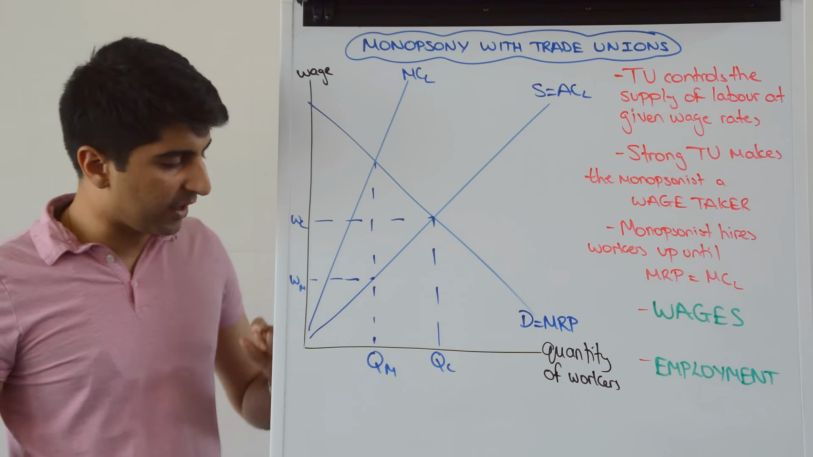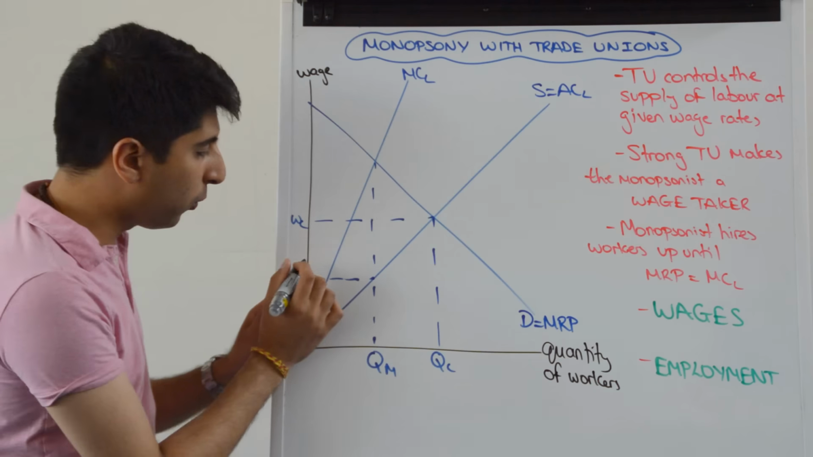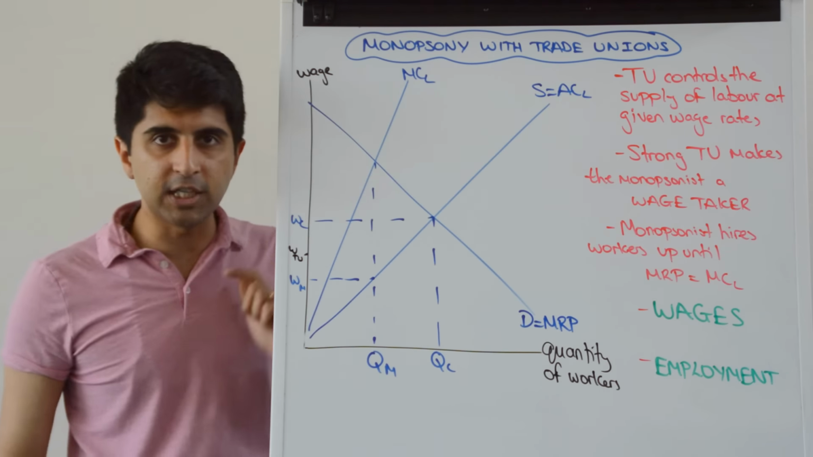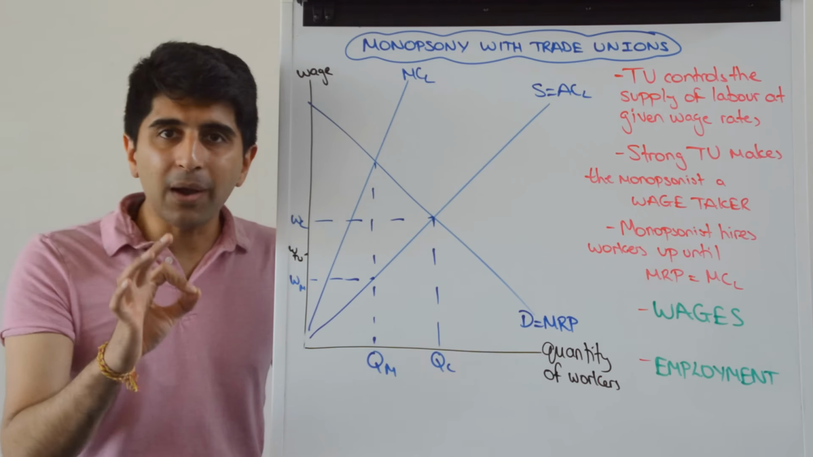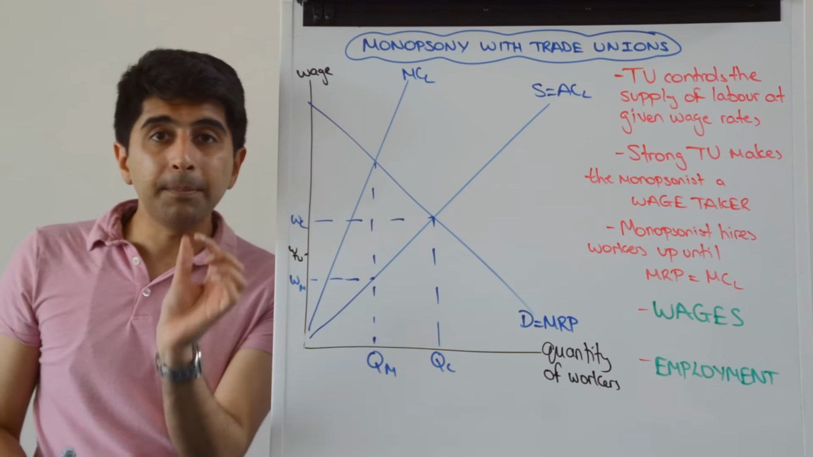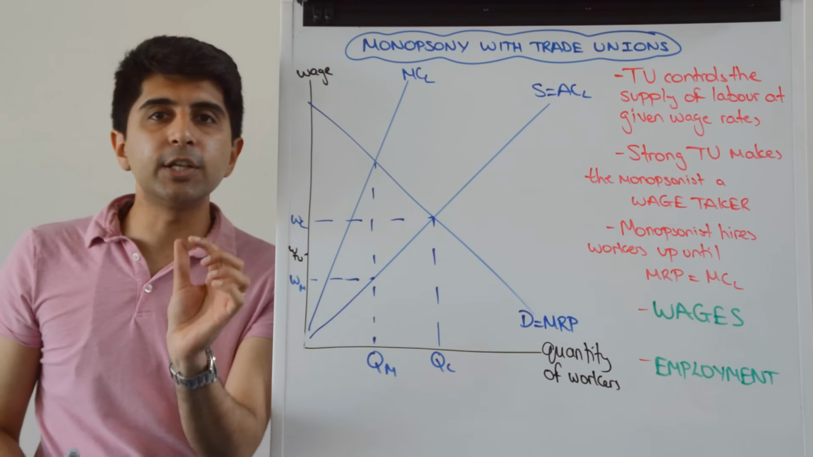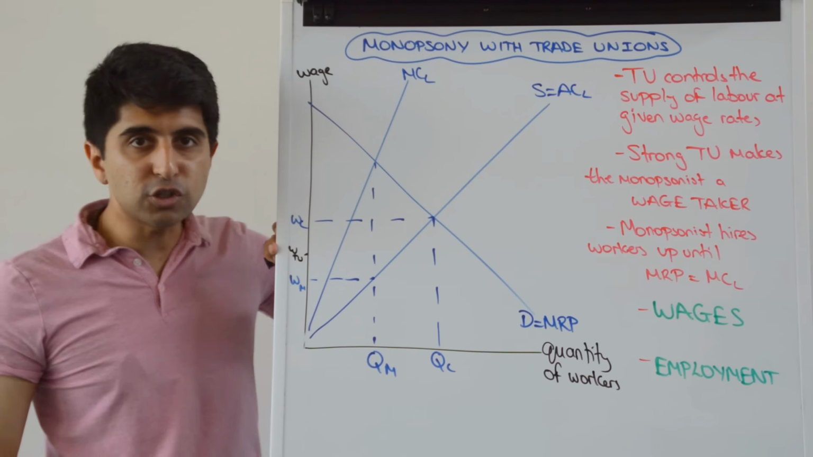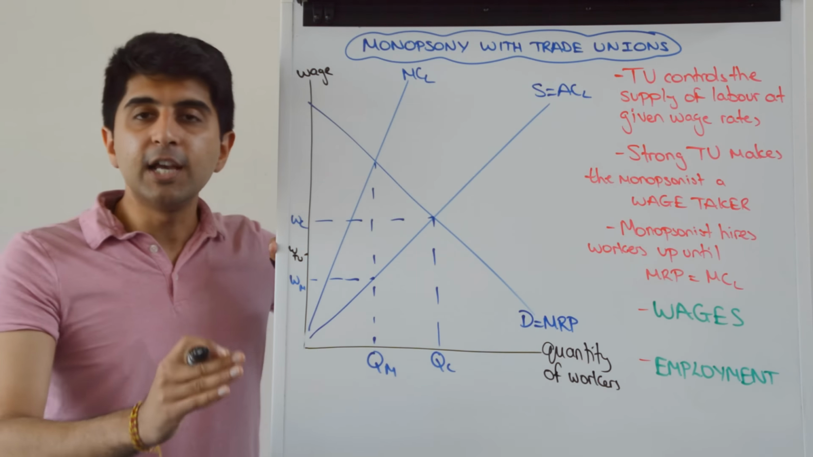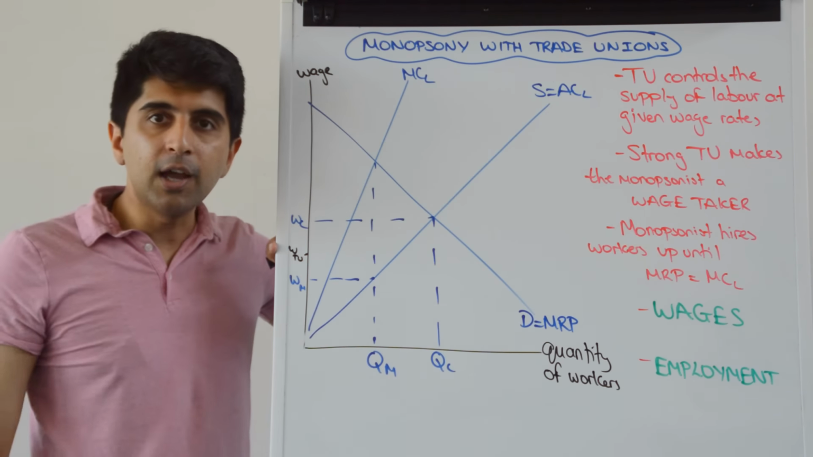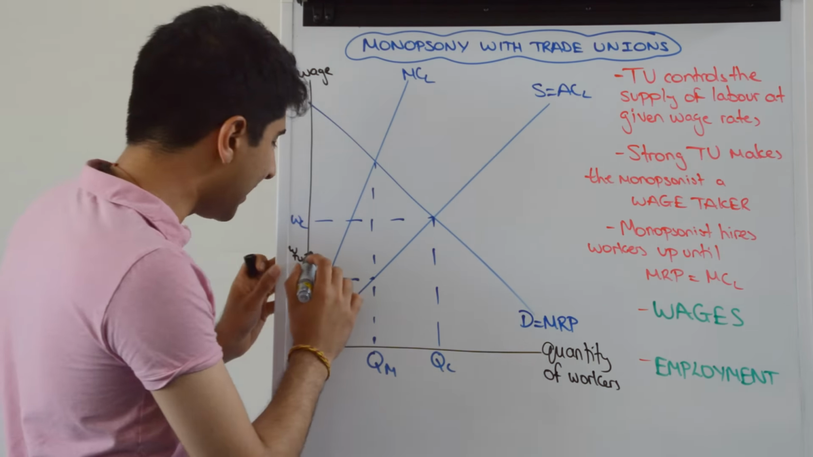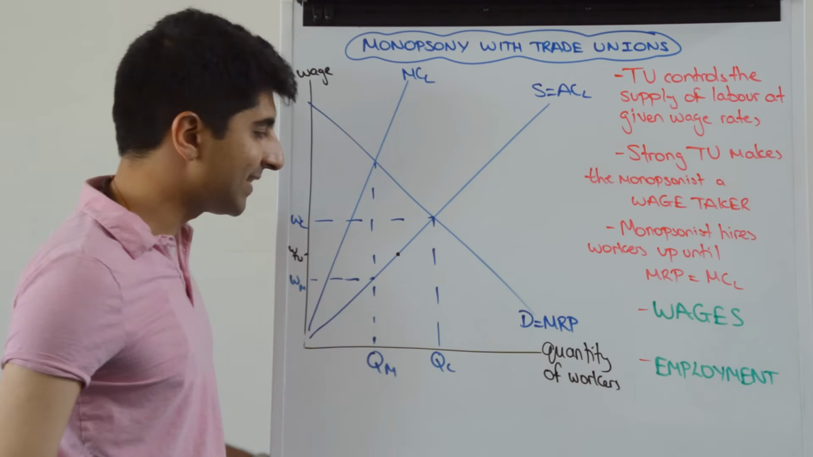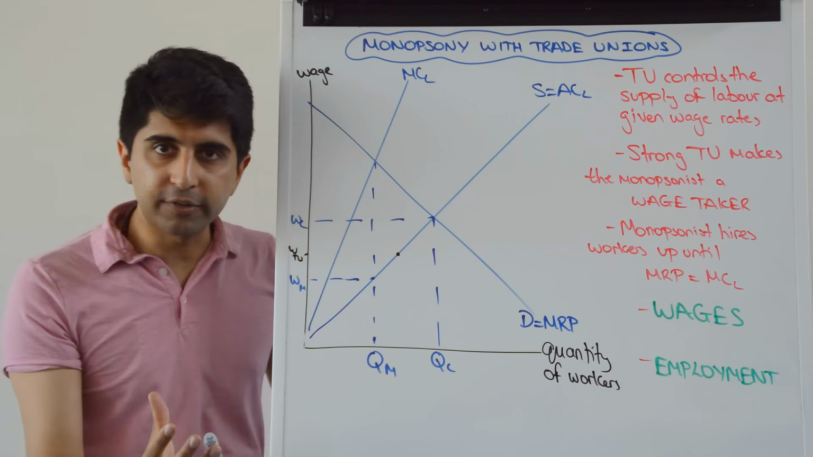So the trade union will say, forget WM, we want a wage rate of WTU for our workers. And let's say it's there, WTU. At that wage rate, the monopsonist becomes a wage taker up until a limit. And we know from my previous video on trade unions, at that trade union wage, there is a limit to the number of workers that will be willing to work at that new wage rate. And that limit can be found by taking that wage rate across to our supply curve, and that takes us to there.